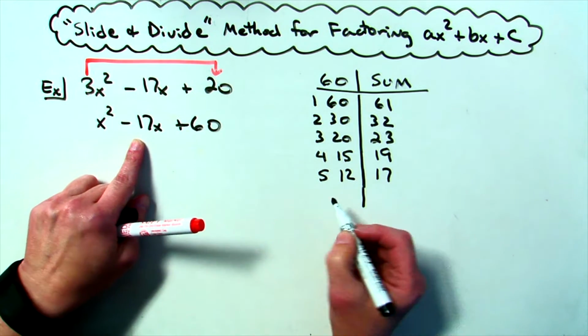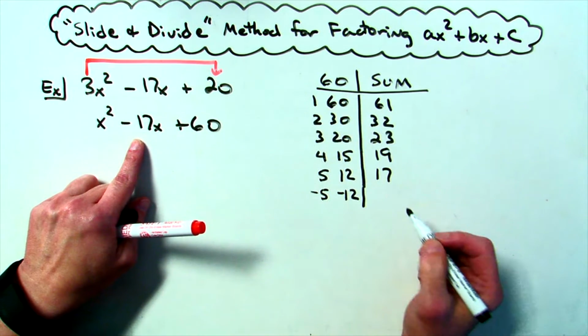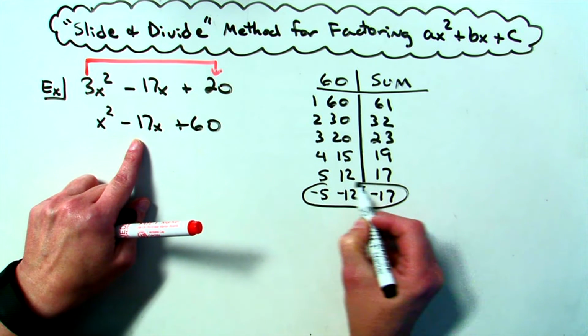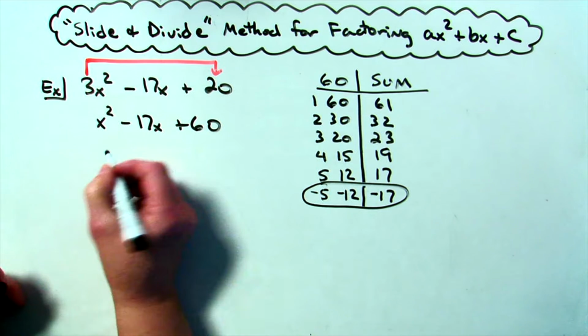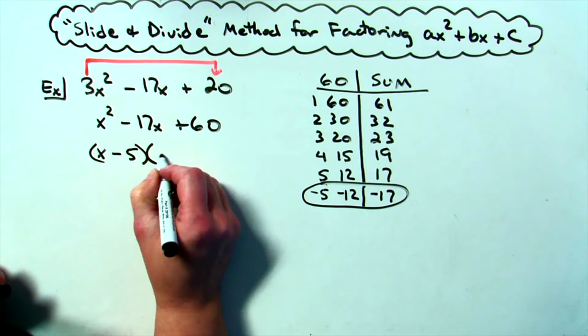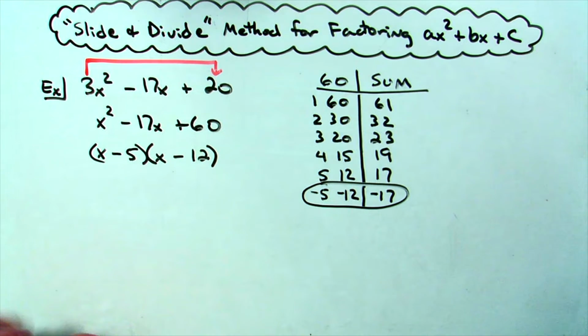So my other alternative would be negative 5 times negative 12. That still gives me my positive 60, and now when I add I get the negative 17. So a little effort there in factoring that one. x minus 5 and then x minus 12. So we've done the slide part. Now we're ready for the divide.